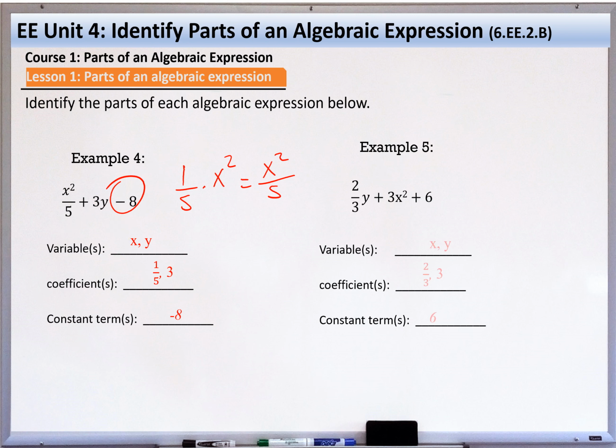Example 2. Our variables again are x and y. And it's pretty obvious that my coefficient here is 2/3. Looks a little different than this, but still a fractional coefficient. Coefficient for my x squared term is 3. And my constant is a plus 6. No need to write the plus, but it's there.